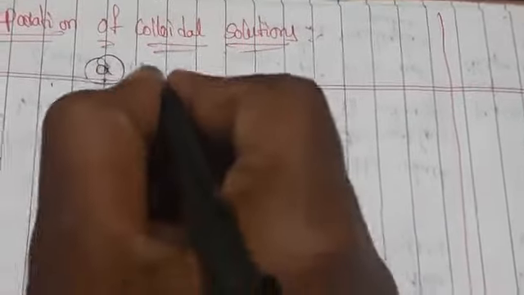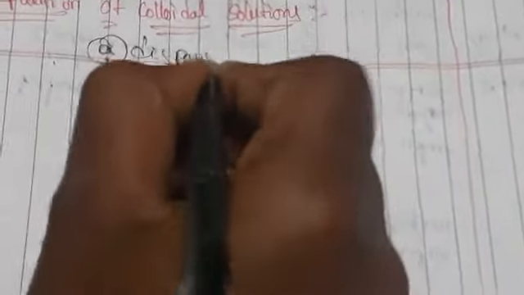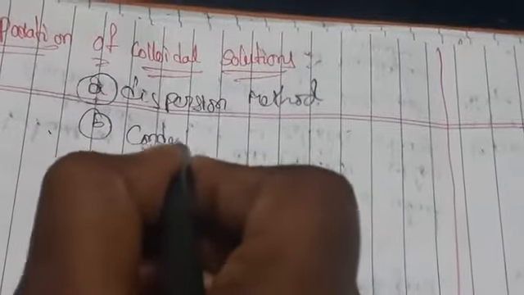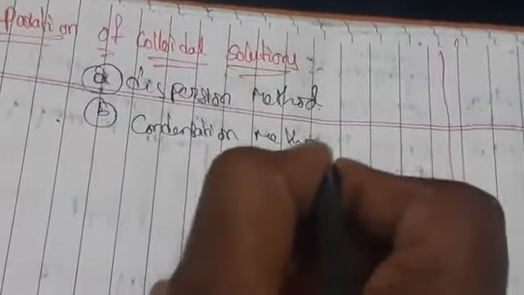Here there are two methods for the preparation of colloidal solutions. One is the dispersion method, another one is the condensation method. So these are the two methods we are going to discuss for the preparation of colloidal solutions.